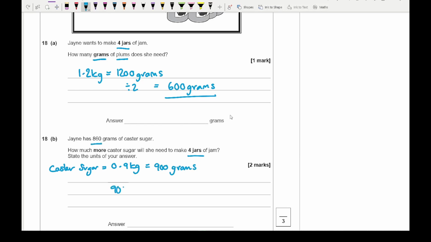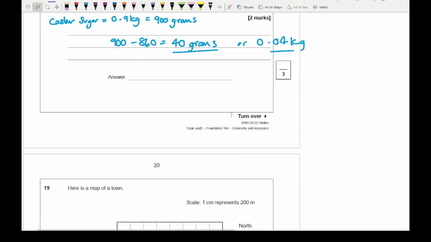It's going to be 900 minus 860, which is 40 grams. And it says we need to state our units, or you could state 0.04 kilograms. So any of those 2 answers would be fine for this particular question.